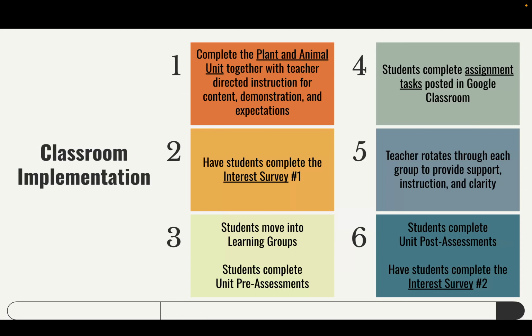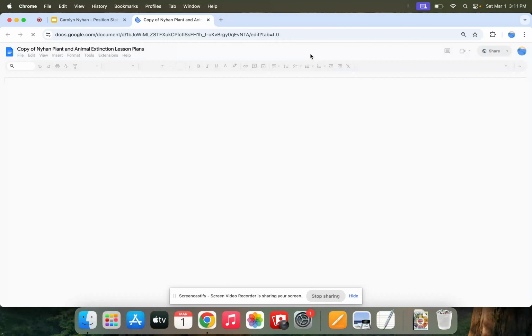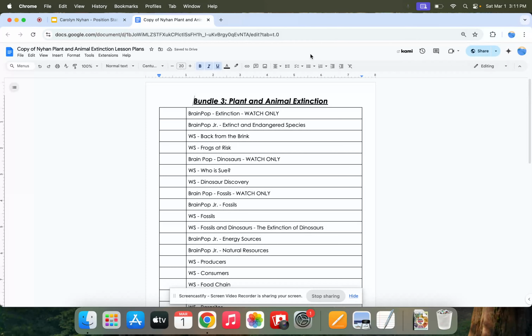The teacher would lead students through the plant and animal unit. Here's an example of the types of learning activities the teachers and students would be using. This serves several purposes. Students are learning content while also learning how to maneuver through the tasks and programs.